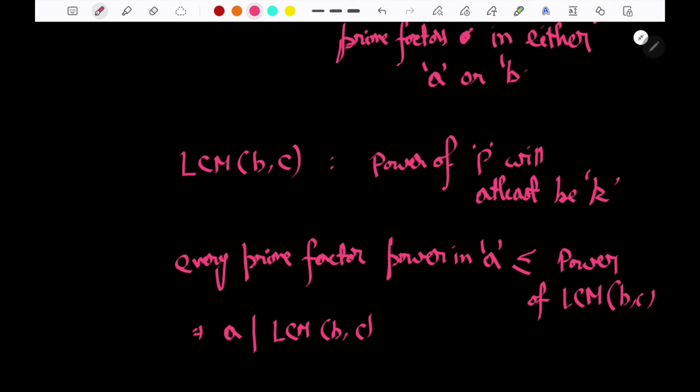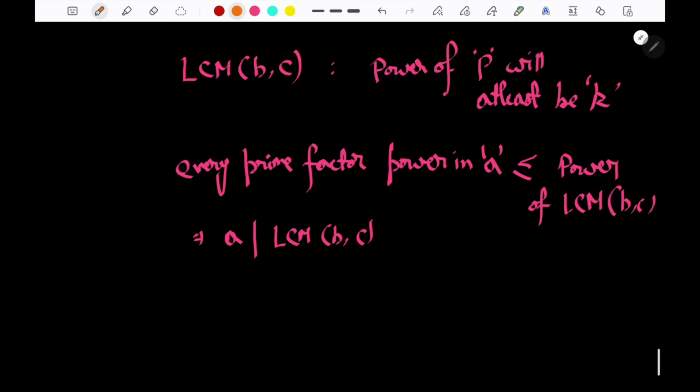Now it feels so intuitive. Of course, if A is dividing B and A is dividing C, it must divide the LCM of B and C. Why? Because B will divide LCM of B and C, and C will also divide LCM of B and C. Now you can stepwise understand that it is true, obviously, but proof requires this method.